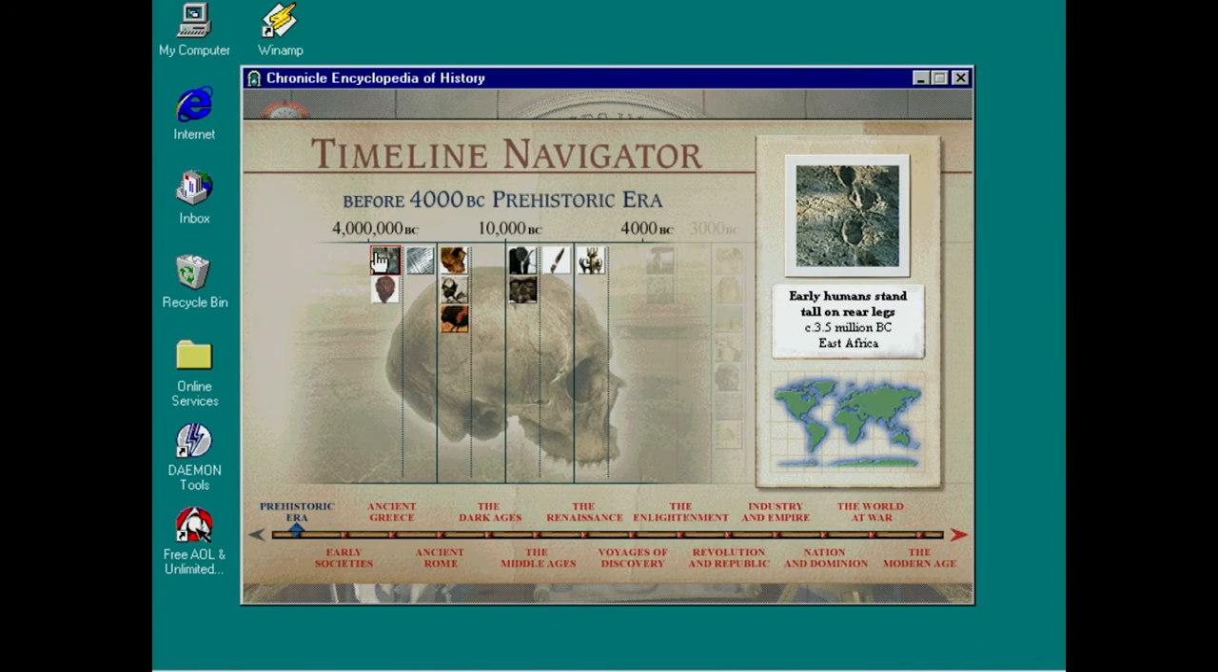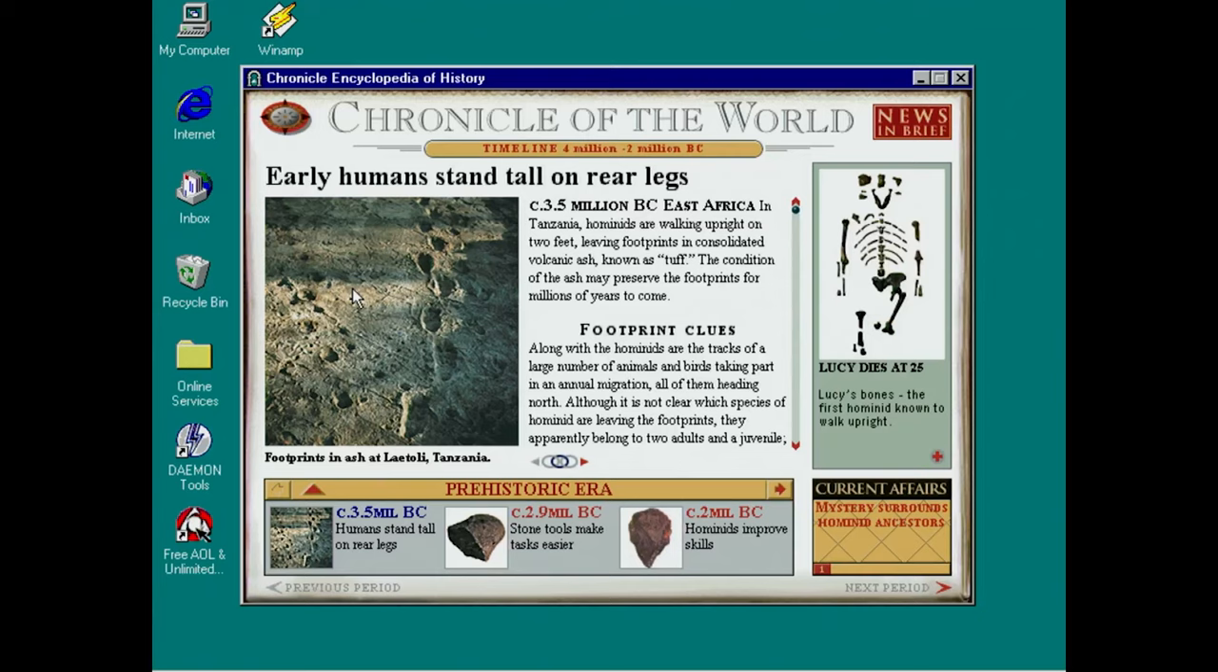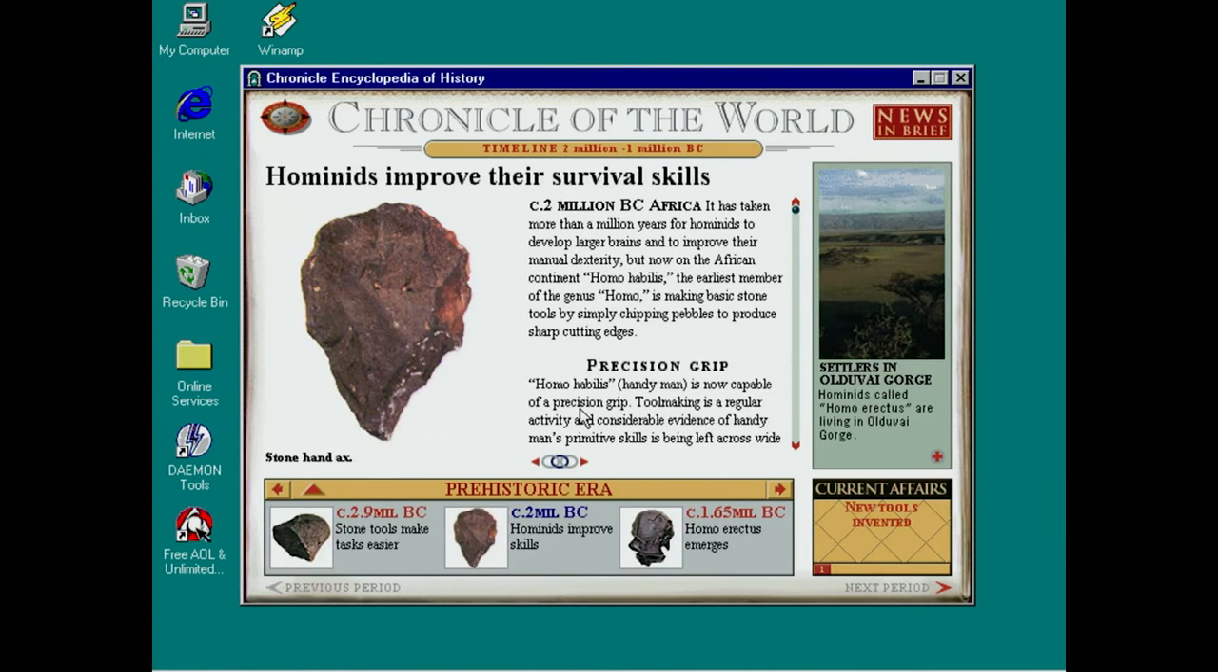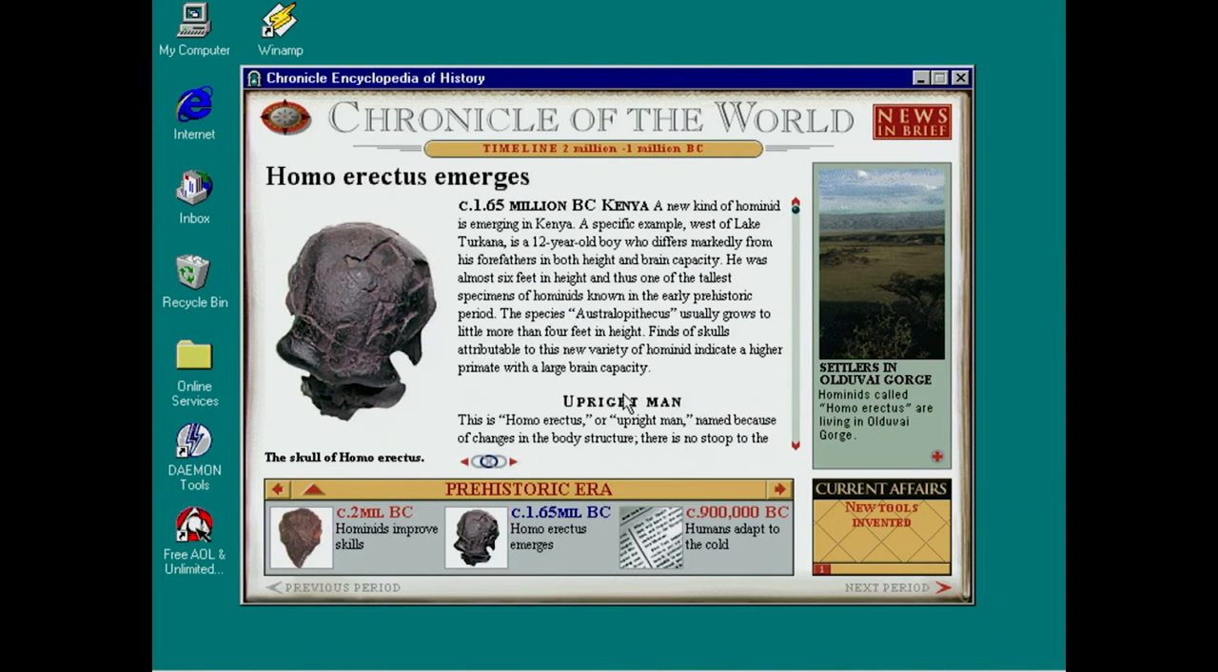East Africa. Early humans stand tall on rear legs. Hominids improve their survival skills. Homo erectus emerges.